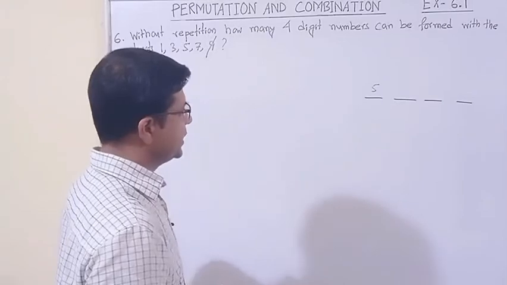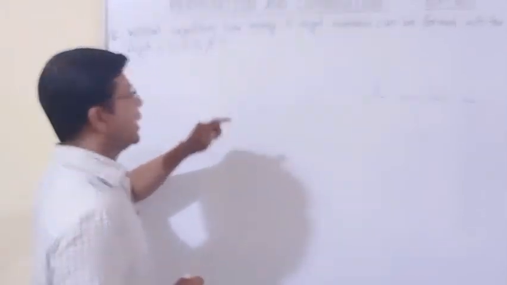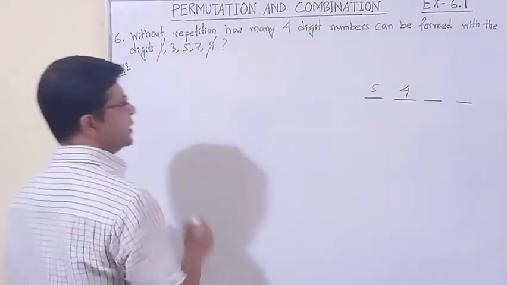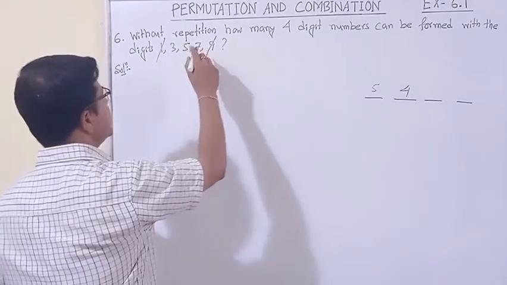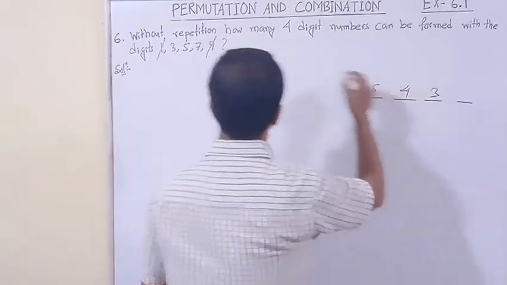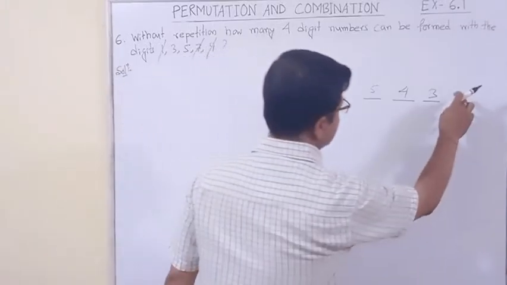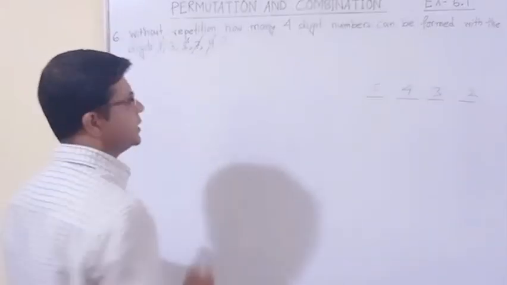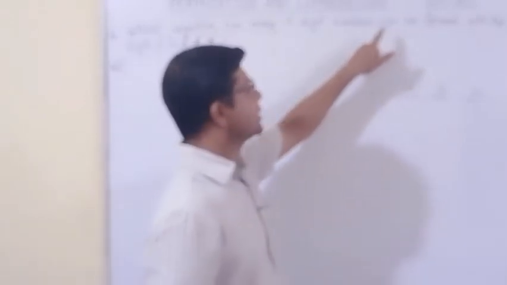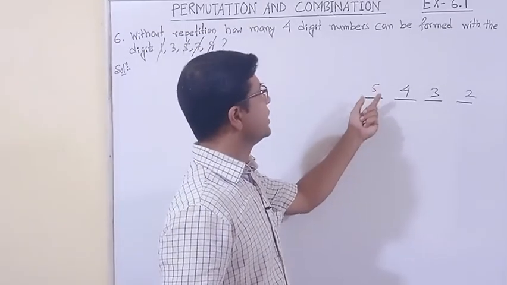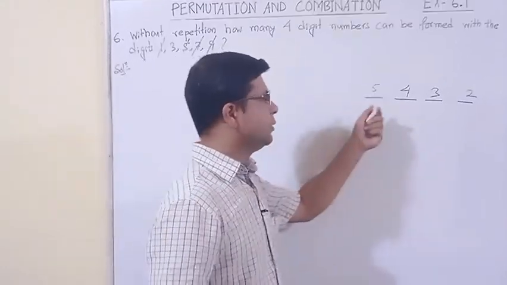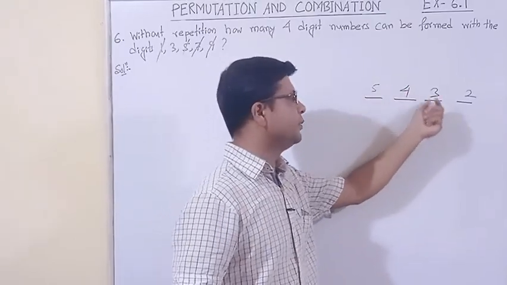Suppose this is chosen. Then the second place can be filled up in how many ways? 1, 2, 3, 4. 4 ways. Suppose this is done. Third place can be filled up in how many ways? 1, 2, 3. 3 ways. Suppose this is selected. Then the fourth place can be filled up in how many ways? 1, 2. 2 ways. Okay, this is done. Now, the question is, without repetition, how many 4-digit numbers can be formed? So what will be the total number of ways? We shall just multiply 5 into 4 into 3 into 2.